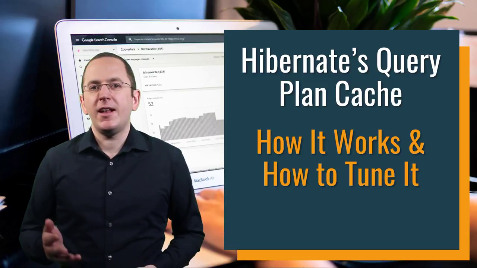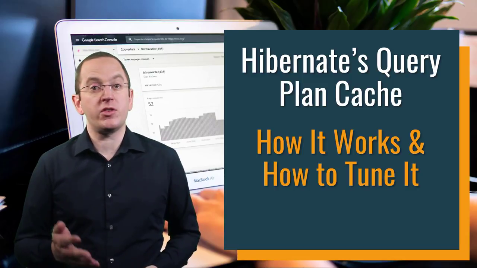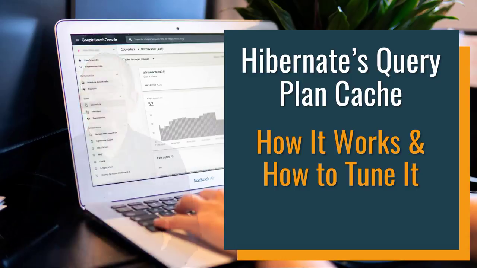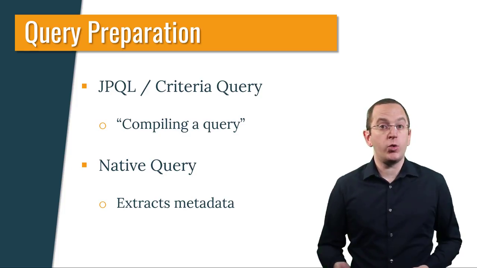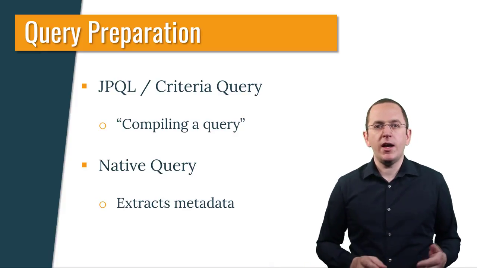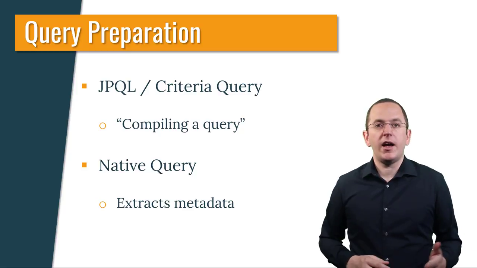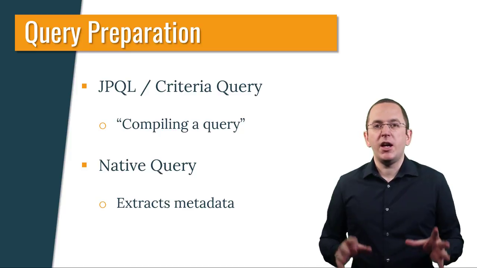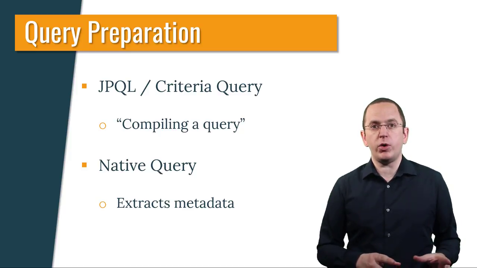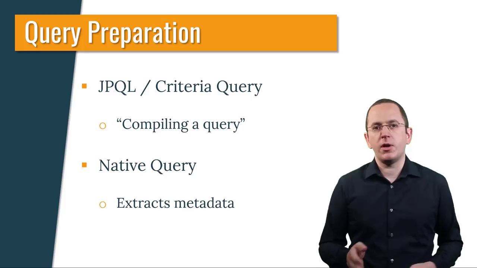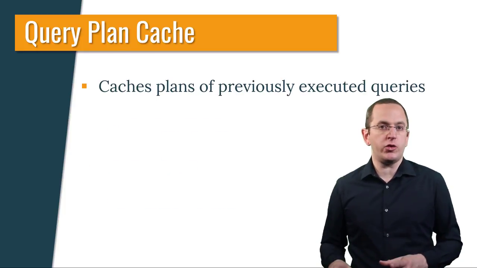Let's quickly discuss why Hibernate uses such a query plan cache before working on its configuration and monitoring. Hibernate has to prepare a query before it can execute it. If it's a JPQL or criteria query, Hibernate generates an abstract syntax tree, identifies bind parameters and return types, and generates an SQL statement. This is often called compiling a query. For native queries, Hibernate only extracts some metadata, like used bind parameters, and the return type of the query. All of this takes time and resources.